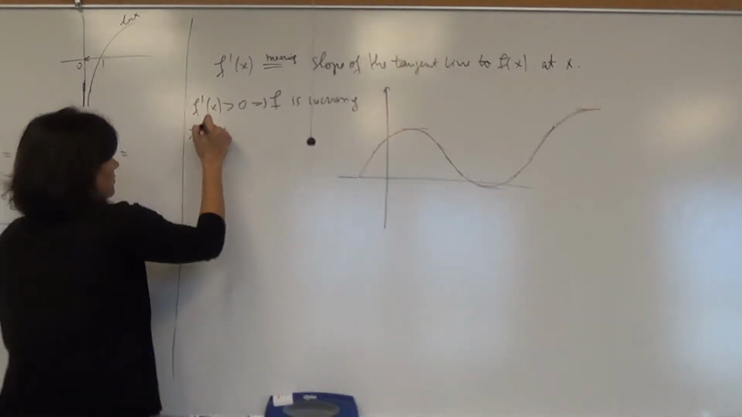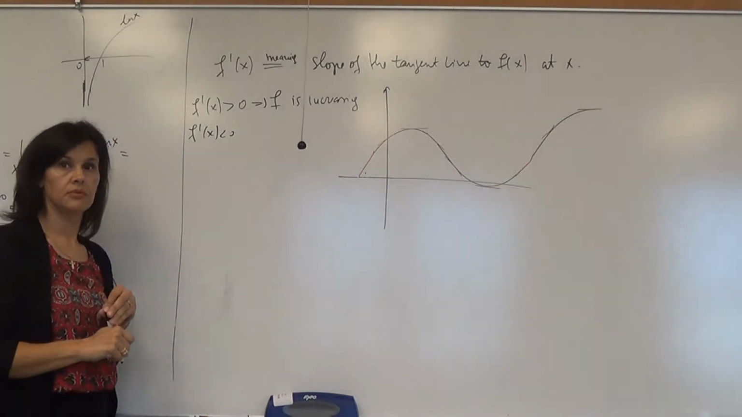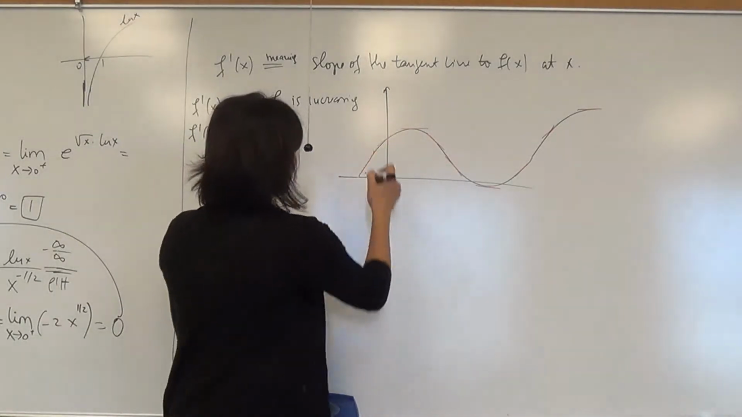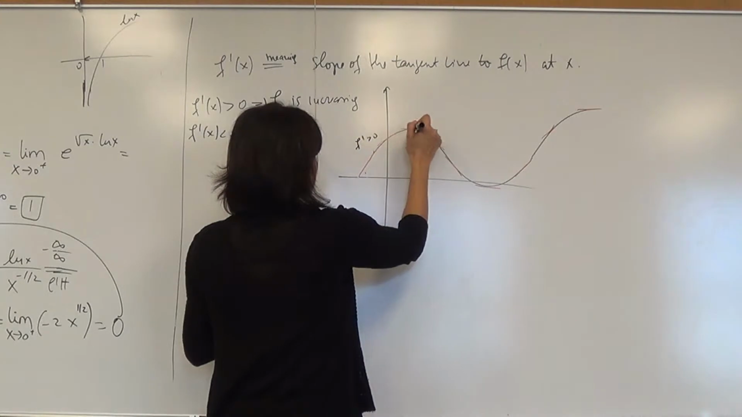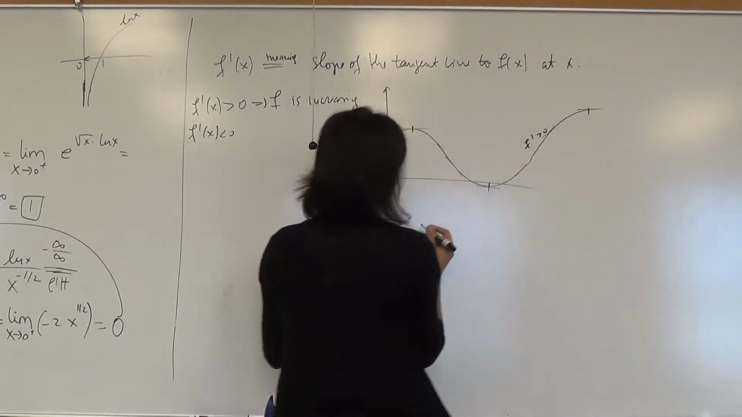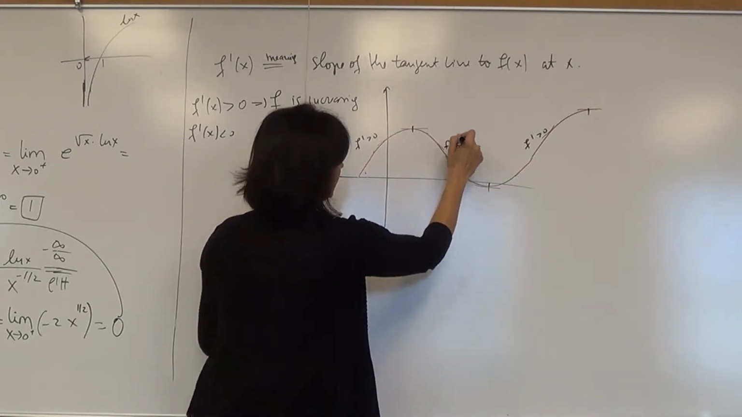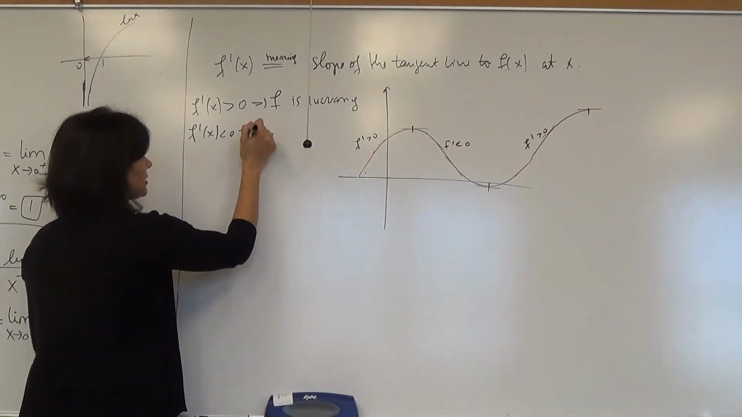If the derivative is less than 0, that means the slope is negative. Go down. Yeah, here the slope is negative. So here f prime is positive up to here, and here is negative. F prime here is negative. So the function is decreasing.